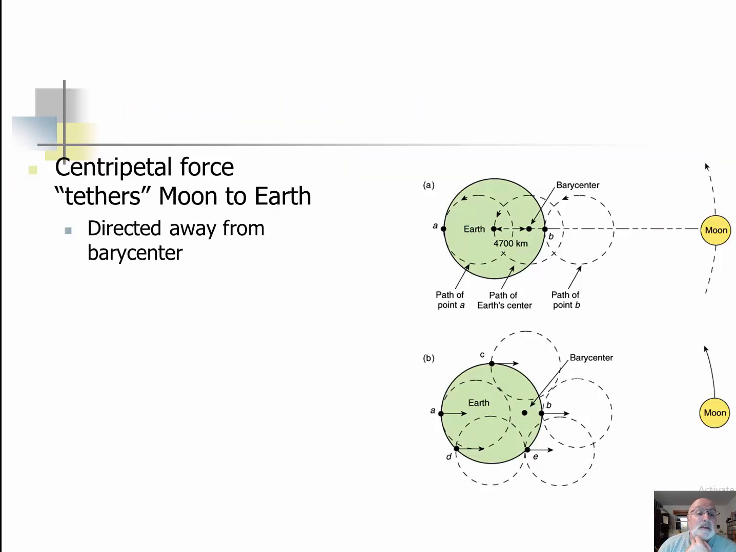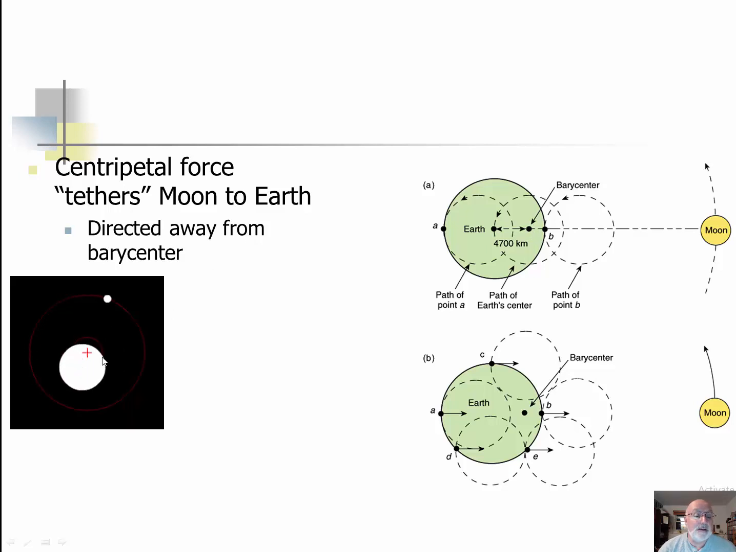If you take a look at what's called centripetal, centripetal is actually where the moon is tethered. It's like tetherball. The center mass of the Earth is located there, but the center mass of the Earth-Moon is located there, and that's called the barycenter. And it's directed away from the barycenter.